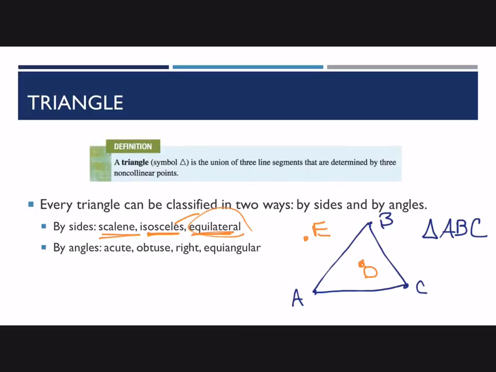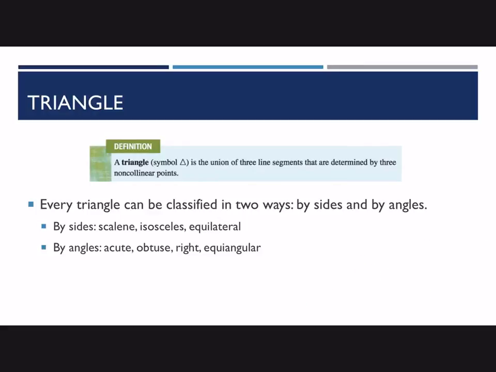And then we can also classify triangles based on angles. So they are considered to be acute if all three angles are less than 90 degrees, obtuse if one angle is greater than 90 degrees, so not all three angles, and then right if exactly one angle equals 90 degrees, and equiangular if, you probably know this one, all three angles are congruent to each other.